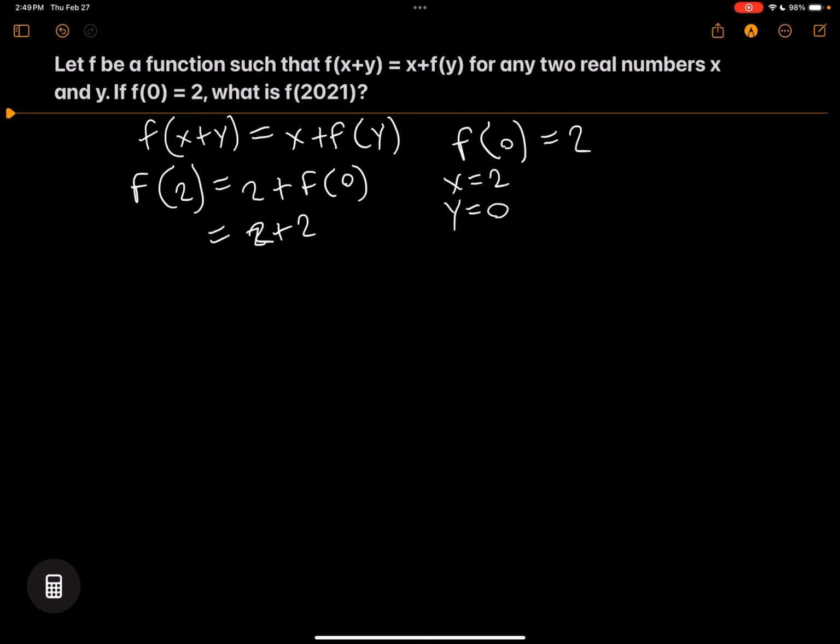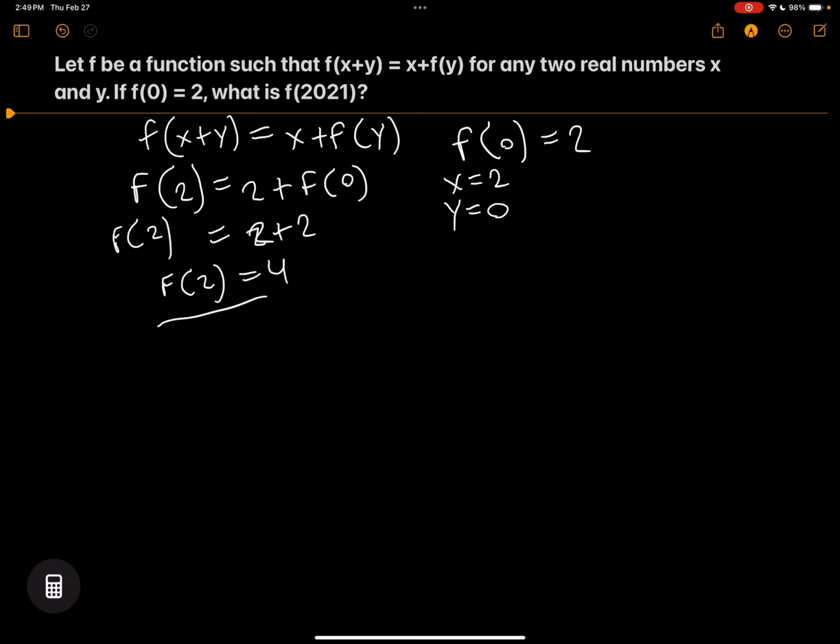And then on the left, we have f of 2. So 2 plus 2, that's 4. That tells us f of 2 is 4. So that's our first thing. f of 2 for this problem is 4. We've got that information to work from.